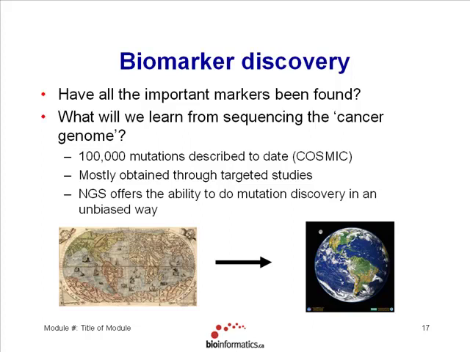And so what we're going to move towards is, this is a 1500s era map of the world, when all the European explorers were trying to chart out the globe, and you can see it's not quite accurate, it's kind of fuzzy, but what we will move towards is, hopefully, a much more precise landscape of mutations in cancer. And so this is really what biomarker discovery is all about.